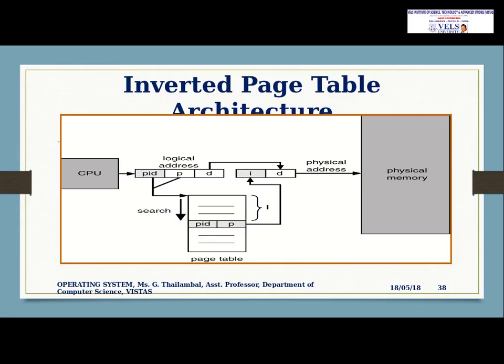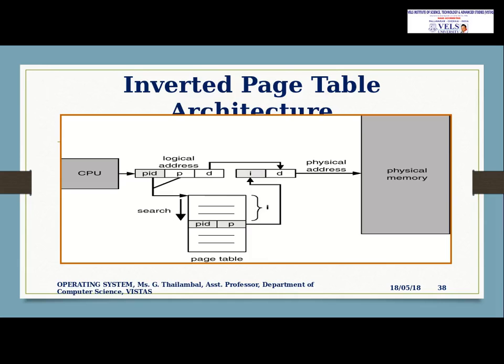In the CPU, I am giving a logical address, and the inverted page table address for that logical address will be given, and with that address it is going to find the page number, and displacement is added. So we will see a PID search. So for every page you will be given an ID.